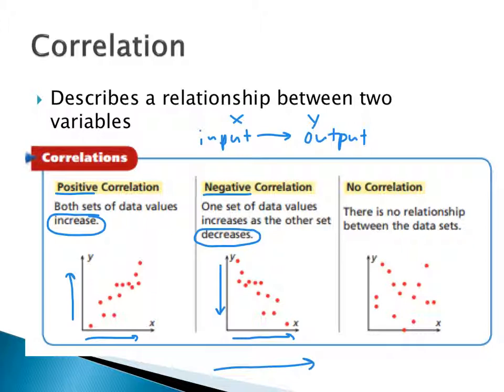And then the last one we could possibly see is we could possibly see that you just get a hot mess like this, that nothing's really going on. You can't tell if it's increasing, you can't tell if it's decreasing, so you're just not sure. If you're not sure, this is called no correlation. That means there is no visible relationship between the data sets.